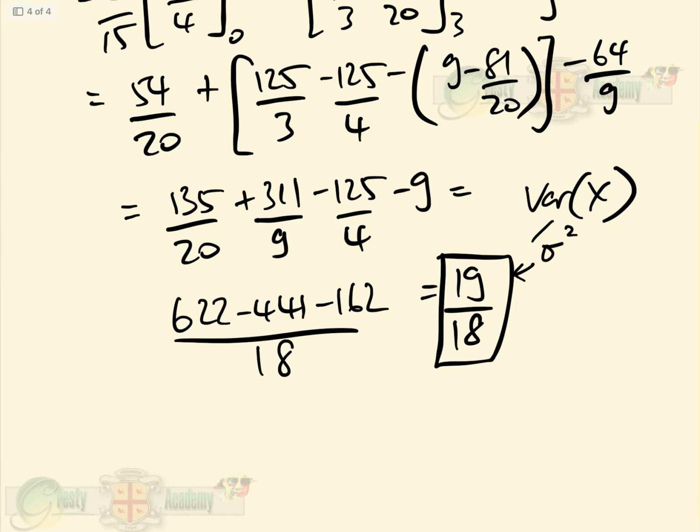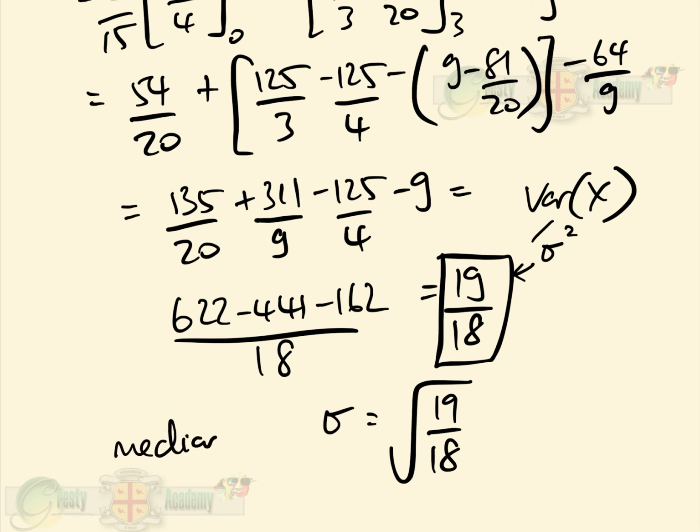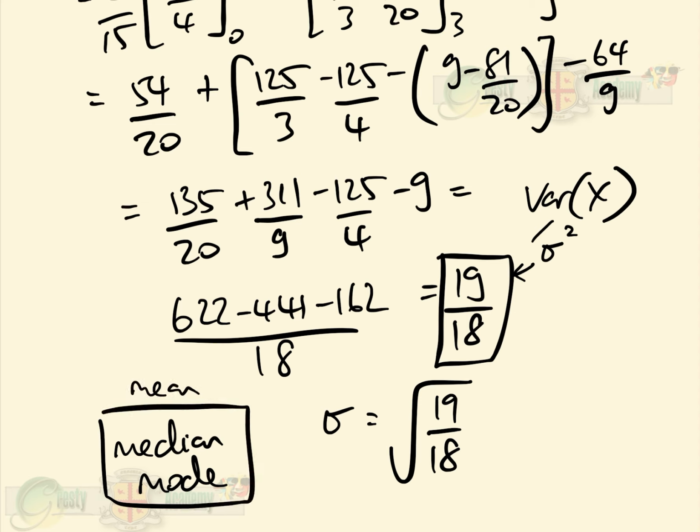And I know they haven't asked what the standard deviation is, but therefore the standard deviation is equal to the square root of 19/18, even though they didn't ask that. Okay, so I hope you have found this useful. In the next video, we will be looking at, they often ask, how do you find the median and the mode of a continuous random variable? Of course, we've already done the mean, which is the expected value.